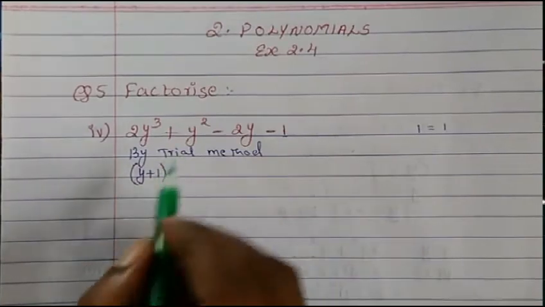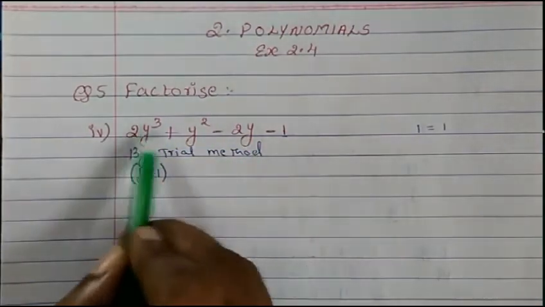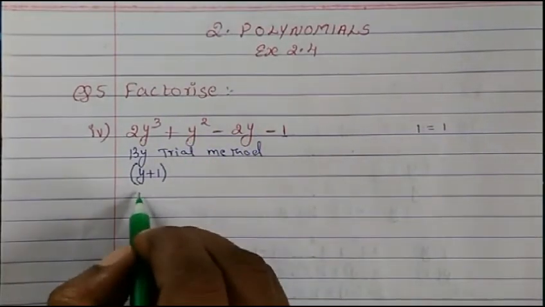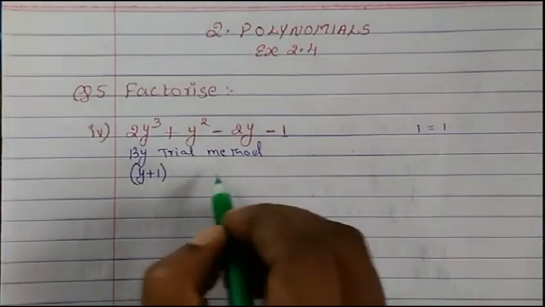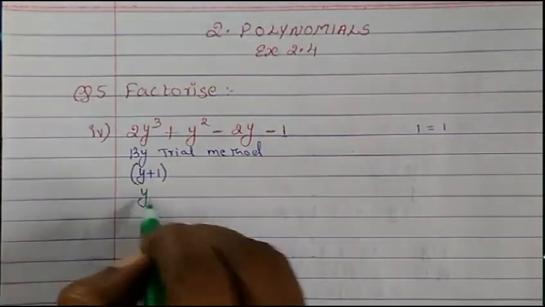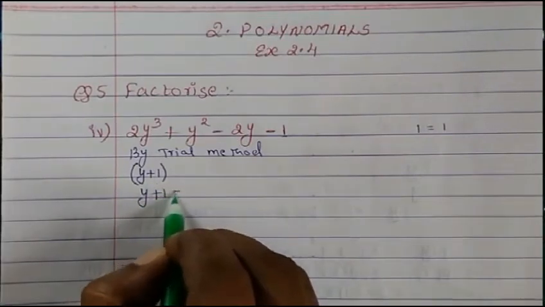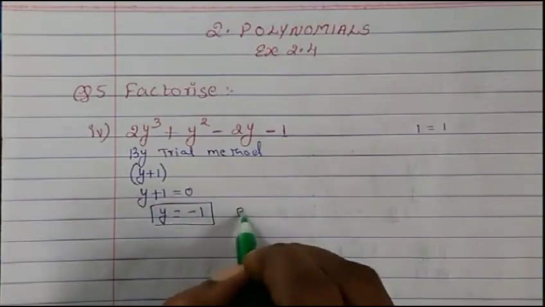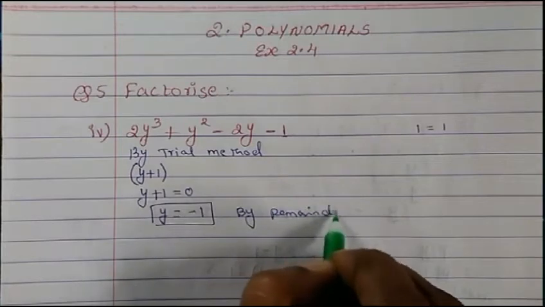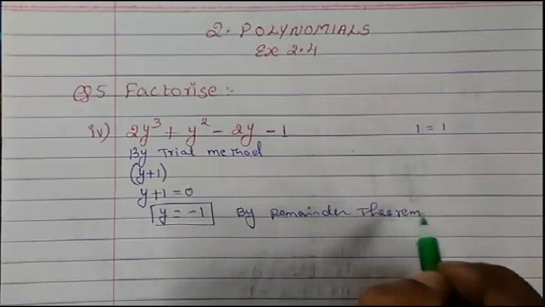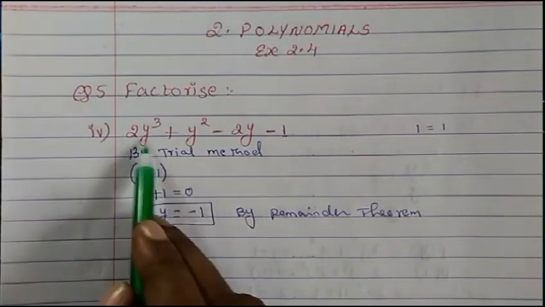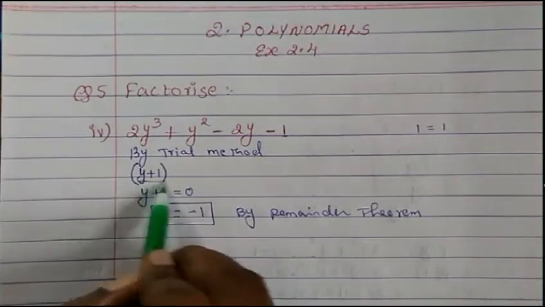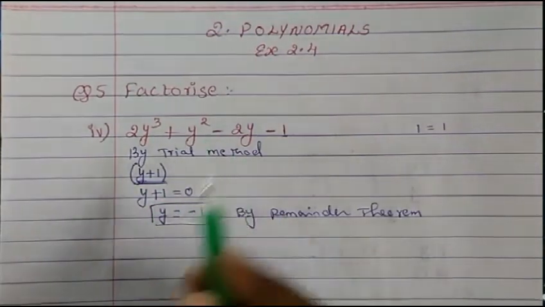So we consider whether y plus 1 is a factor of this or not. If this is a factor, then the y value should give this polynomial 0. Then only we will consider it as a factor. So let's find the y value by the remainder method. First write down the y value: y plus 1 equal to 0, then y equal to minus 1. By the remainder theorem, we will put the value of y wherever y is there and see if we get 0 or not. If we get 0, then we will say y plus 1 is a factor of this polynomial.